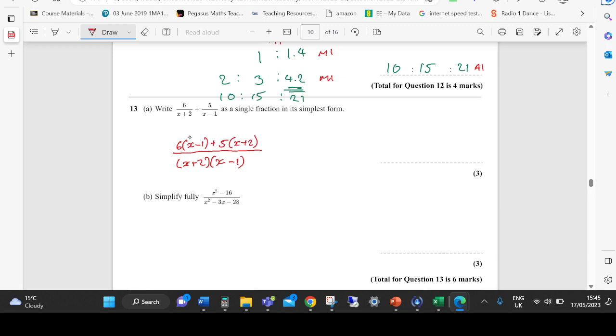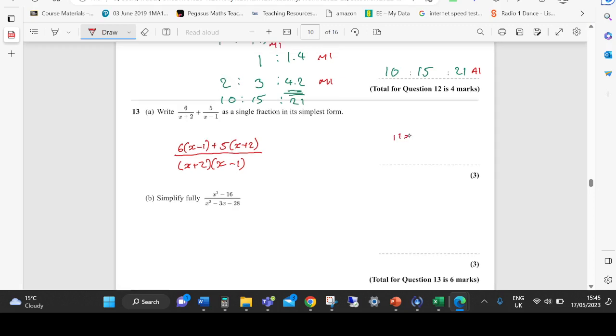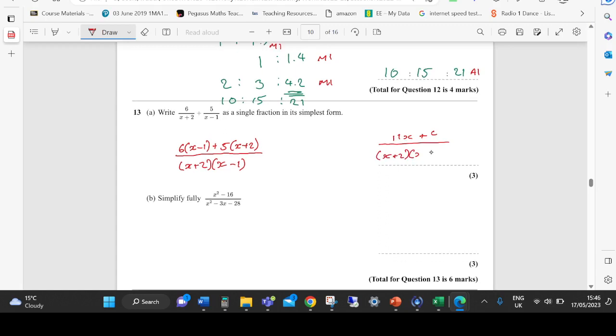And then if I simplify that, 6x plus 5x is going to give me 11x. My number part then is minus 6 plus 10, which is going to be plus 4. And I'm not going to multiply that out. I'm going to leave it as factorized, so x plus 2 times by x minus 1.